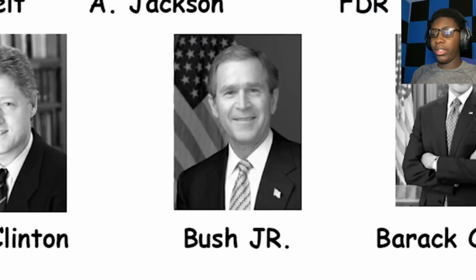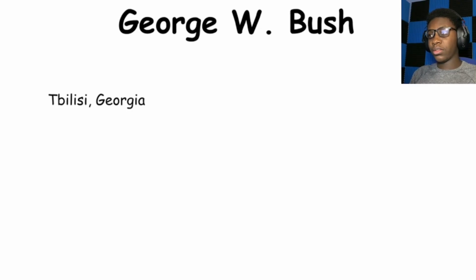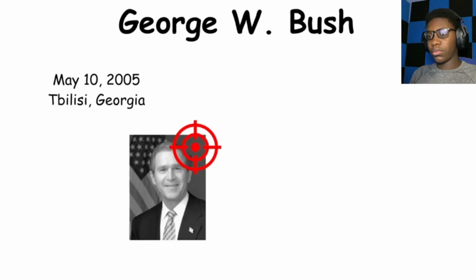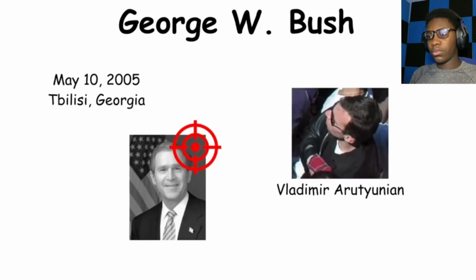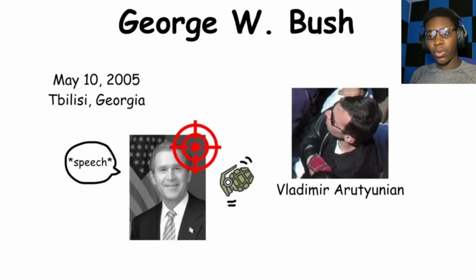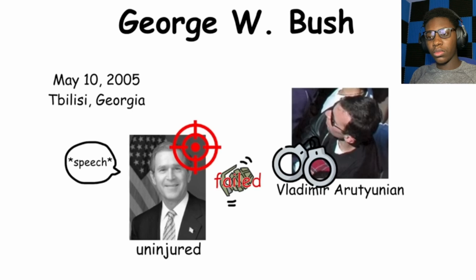George W. Bush. During a visit to Tbilisi, Georgia on May 10, 2005, President George W. Bush was the target of an assassination attempt. An assailant named Vladimir Arutyunian attempted to throw a grenade at Bush while he was giving a speech, but it failed to detonate. The attacker was arrested soon after, and Bush remained uninjured.